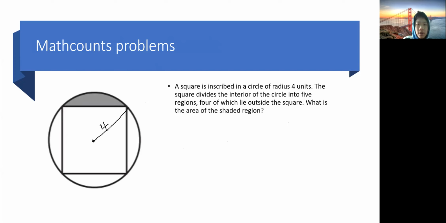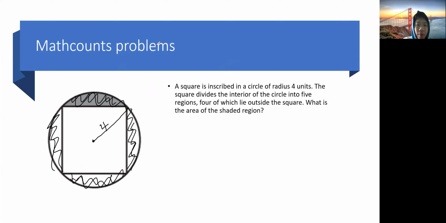Radius 4, all right. Circle of radius 4 units. And the square is inside the circle, and we want to find what this thing is. Well, the first thing we can observe is that this is the same as the shaded area, okay? So all of the areas I've shaded in are congruent to whatever area we want to find later, right?